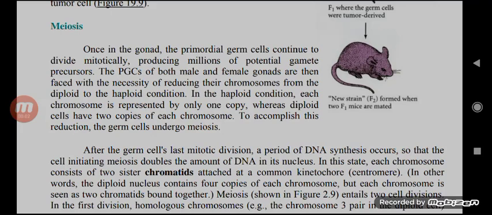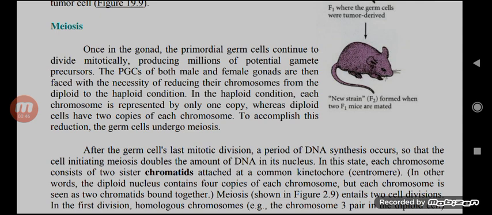Meiosis. Once in the gonad, the primordial germ cells continue to divide mitotically, producing millions of potential gamete precursors. The PGCs of both male and female gonads are then faced with the necessity of reducing their chromosomes from the diploid to the haploid condition. In the haploid condition, each chromosome is represented by only one copy, whereas diploid cells have two copies of each chromosome.